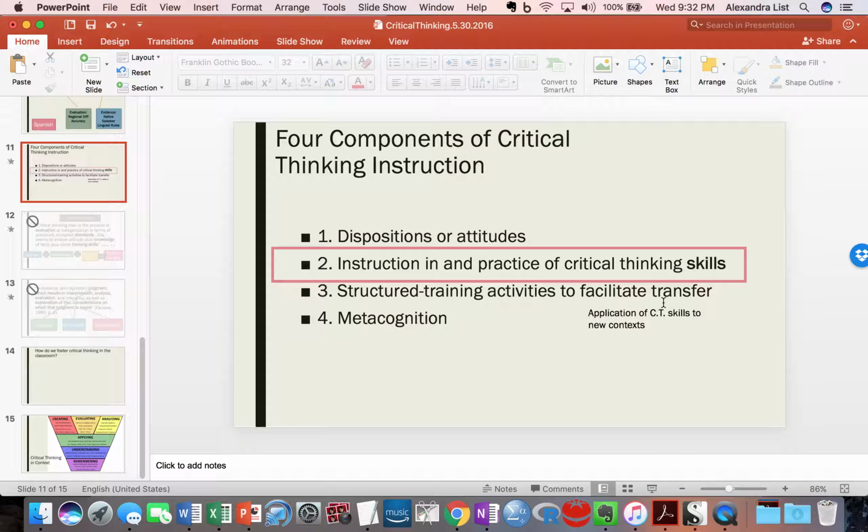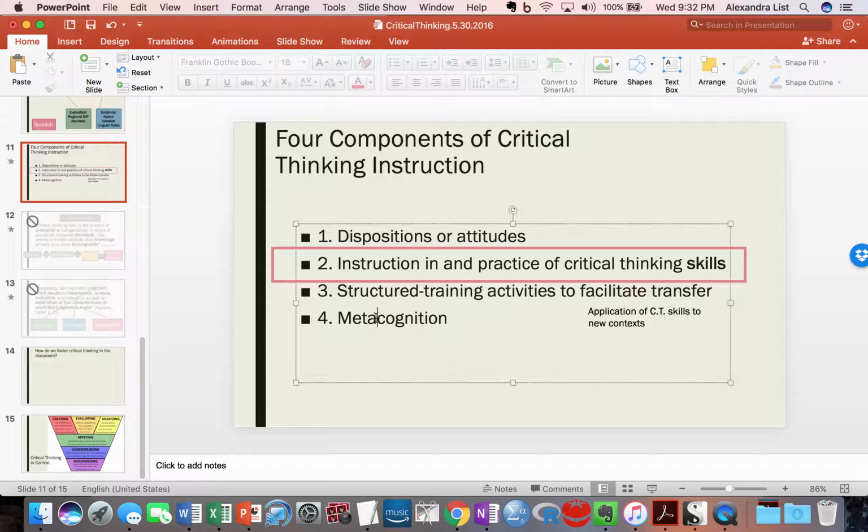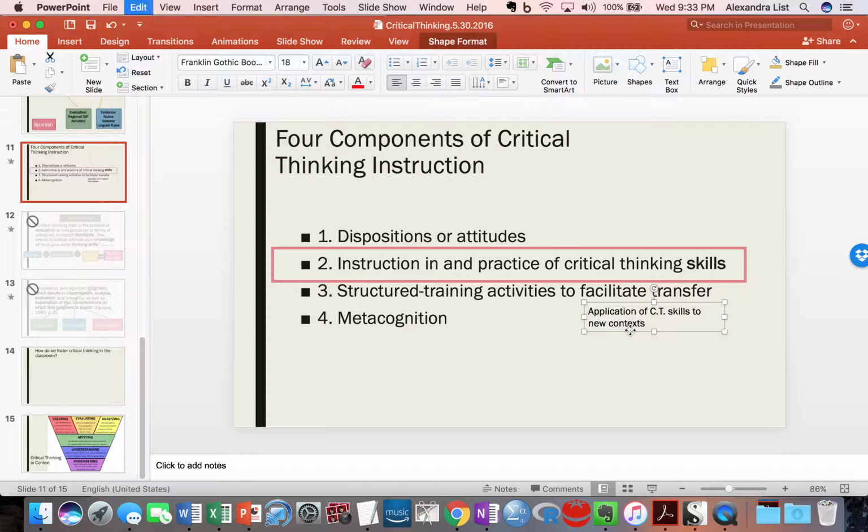When we talk about implications for instruction, we'll talk about how to teach that transfer, how to help students apply those skills. And the fourth component of critical thinking instruction is metacognition. Metacognition is a term that we've used a few times in this class. So I'll ask you to pause here and think about what we mean when we say metacognition. Try to decompose the word. What does meta mean? What does cognition mean? And see if you can develop your own definition.